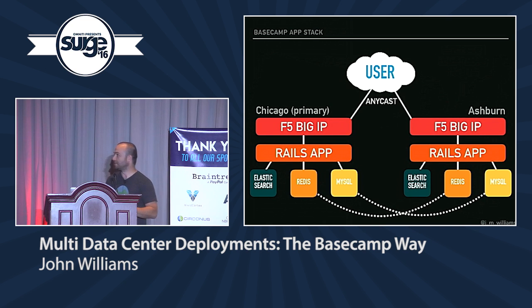And this is kind of what our stack looks like. This is really simplified, but it kind of gives you an idea. We have internet, and we use Anycast to route to both of our data centers, to some big IP F5 load balancers, to our Rails apps, and then we go down to Elasticsearch, Redis, and MySQL as our data storage.